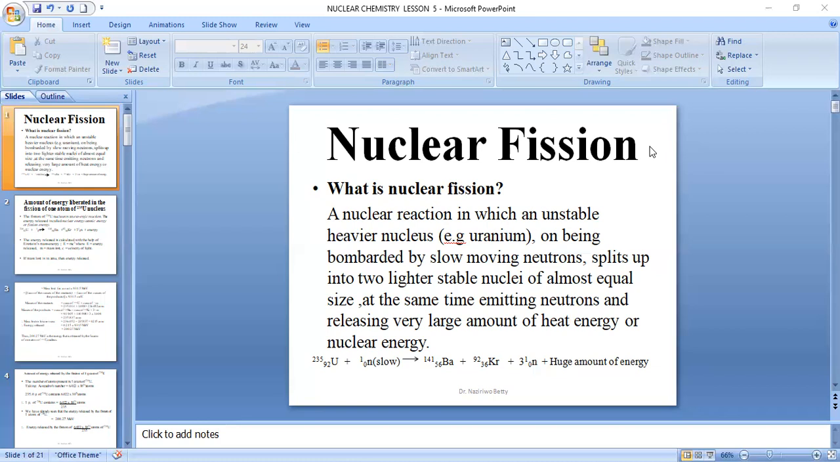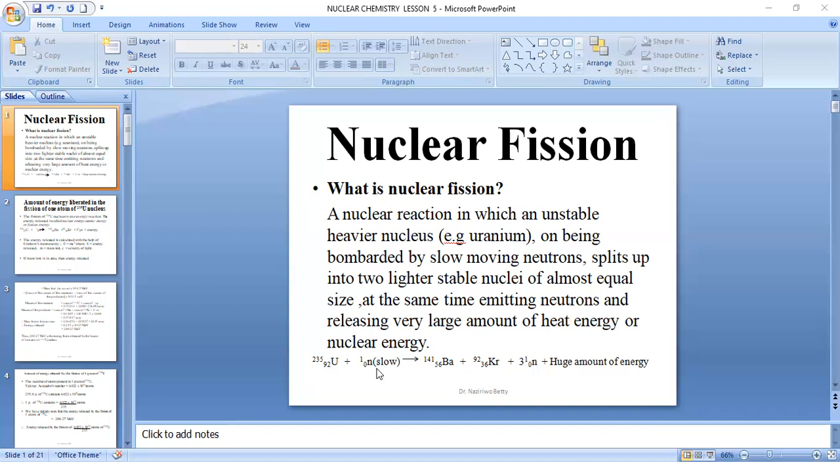Today, we are going to look at nuclear fission. You can ask yourself, what is a nuclear fission? This is a nuclear reaction in which an unstable heavier nucleus, an example is uranium, on being bombarded by slow-moving neutrons, splits up into two lighter stable nuclei of almost equal size, and at the same time emits neutrons and releases a very large amount of heat energy. You can call it nuclear energy.